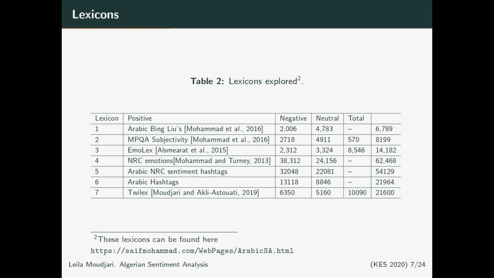For lexicon-based approaches, we make use of several available Arabic sentiment and emotion lexicons manually annotated, including the Arabic translation of Bing Liu's lexicon, MPQA subjectivity, and NRC hashtags. As we are specifically targeting the Algerian dialect, we finally rely on our manually built lexicon named Twilex.